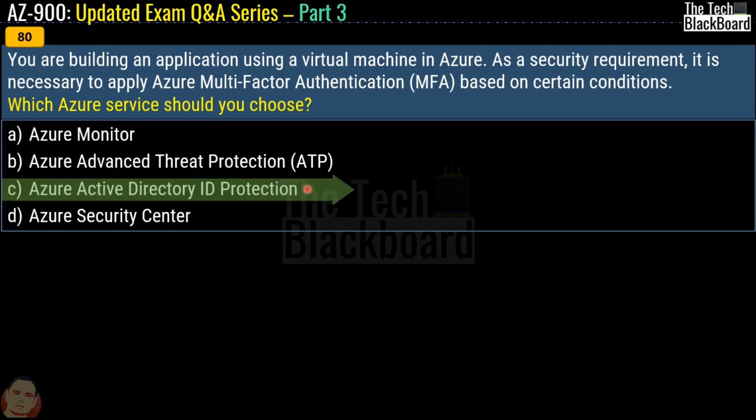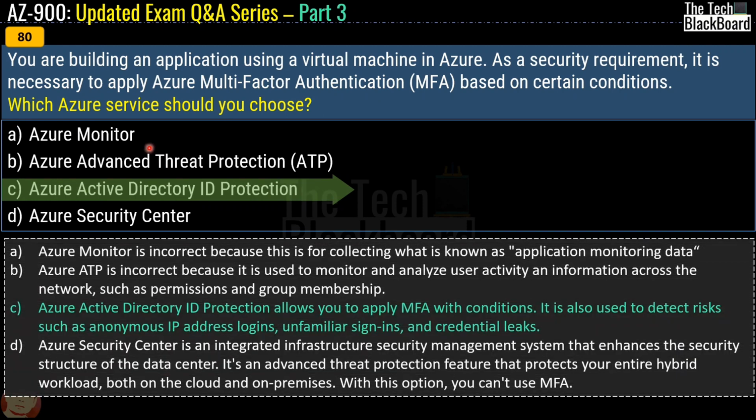Now let me give you a little more detail on all the services listed here in the question. Azure Monitor is the incorrect option because this is for collecting what is known as Azure monitoring data. It has nothing to do with Azure multi-factor authentication. Moving on with Azure Advanced Threat Protection, this is incorrect because it is used to monitor and analyze user activity and information across the network, such as permissions and group membership. And as you can see, this also is not related to Azure multi-factor authentication.